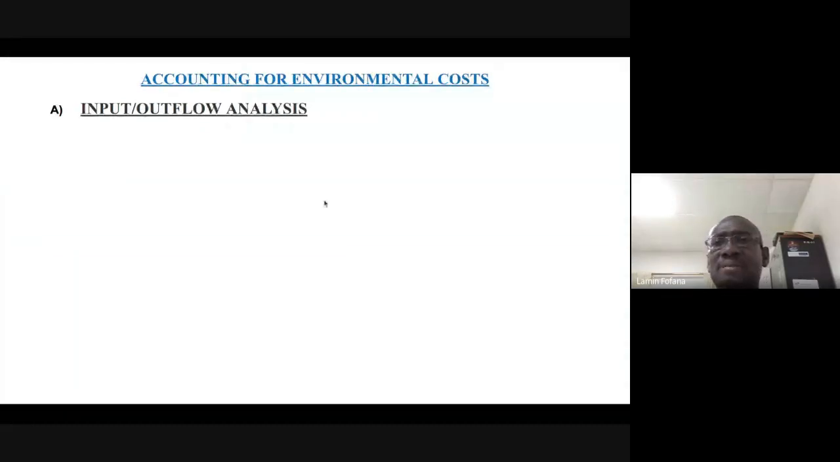Okay, shall we move, please? Because time is not on our side. So first, we're going to look at the input-output analysis, the first accounting for environmental cost technique.